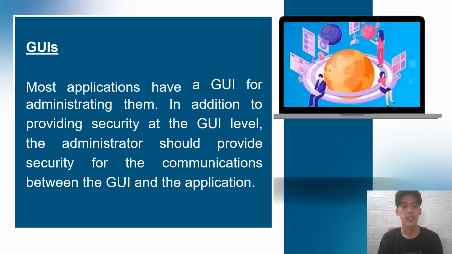When the GUI is physically located on the same computer as the application, the administrator should give the GUI the least possible privileges. The application can run with higher privileges if it is necessary. Most applications have a GUI for administrating them. In addition to providing security at the GUI level, the administrator should provide security for the communications between the GUI and the application.